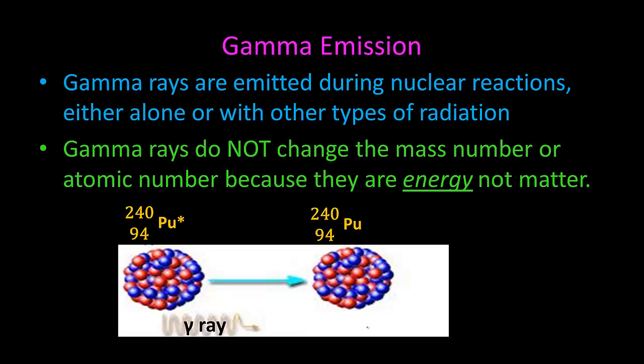Now, gamma emission. Gamma rays are emitted during nuclear reactions, either alone or with other types of radiation, and they do not change the mass number or the atomic number because they are energy and they are not matter. So over here, polonium-240 emits a gamma ray, so it is an excited element or isotope. It emits a gamma ray, and it still remains polonium-240. It's just at a lower energy state.